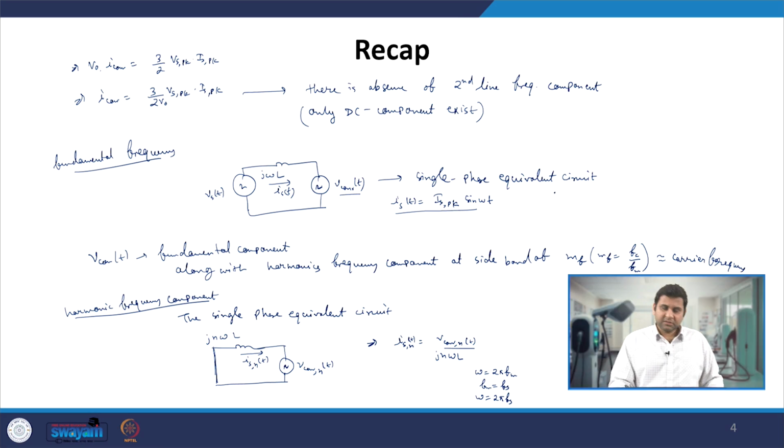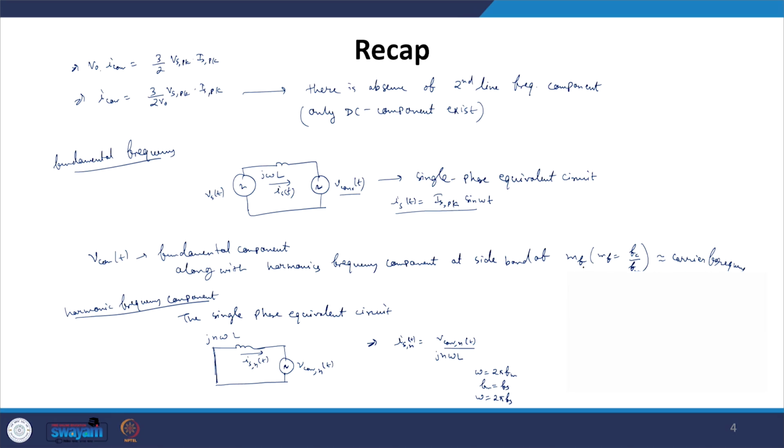how our single phase equivalent circuit looks like, we have the voltage source, we have the AC voltage source, and at the output of the half bridge configuration there is another voltage source, and that leads to some fundamental component of current flowing between the two voltage sources. However, we know that this V converter will also have, along with the fundamental component, harmonic components, and those harmonic components will be at the side bands of mF.